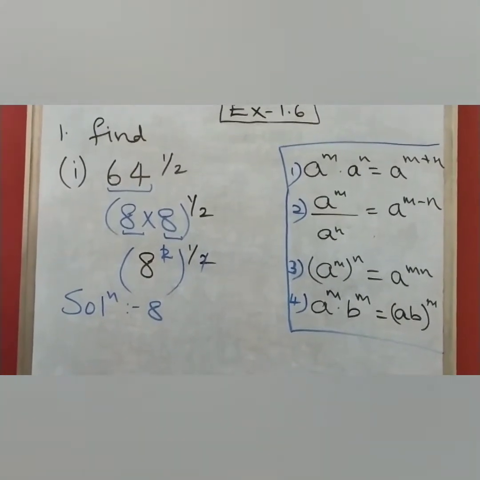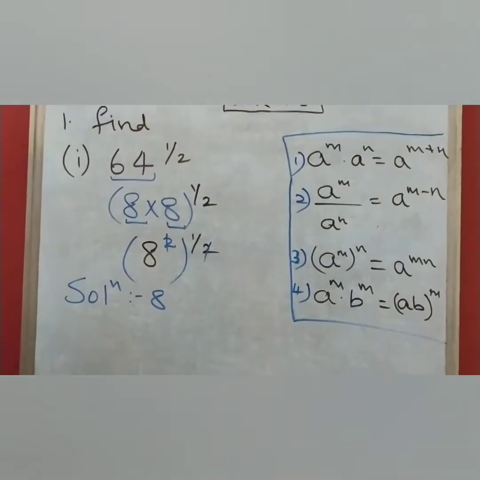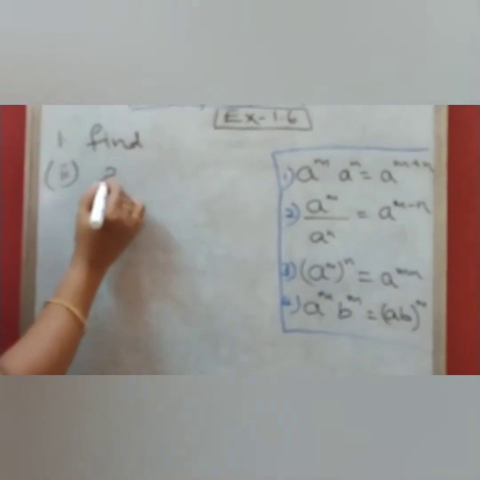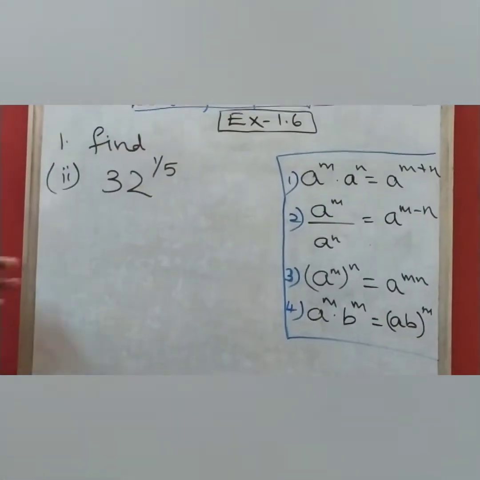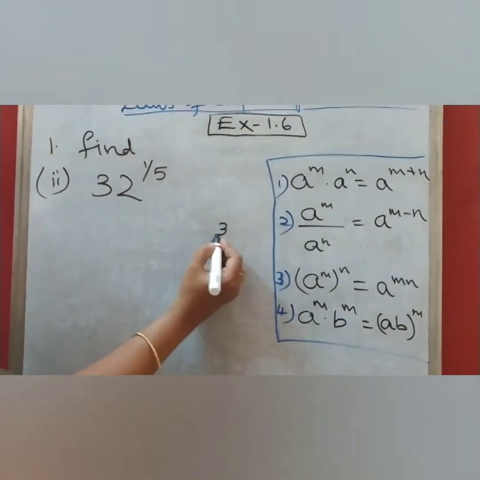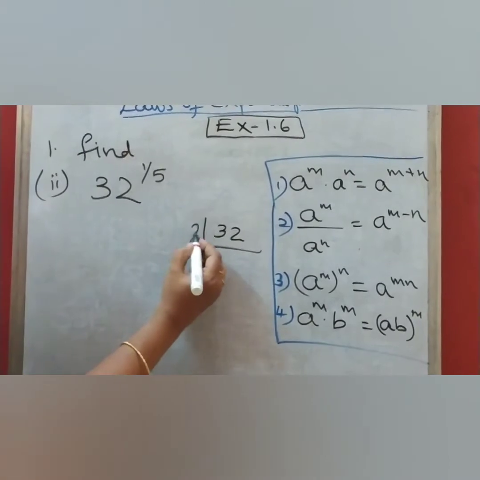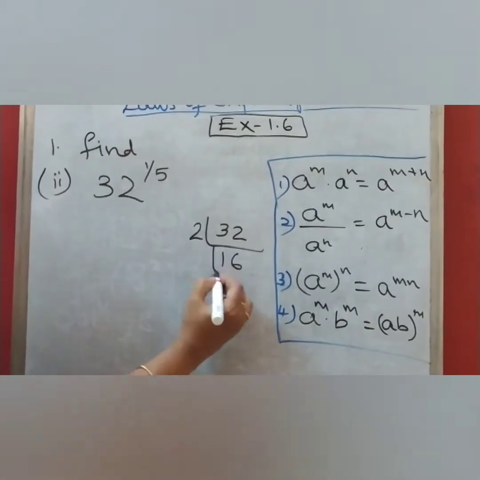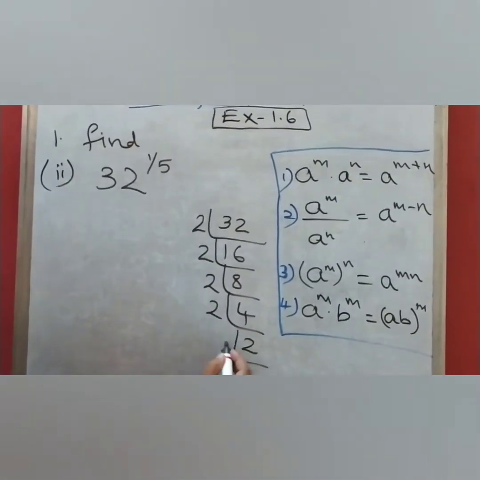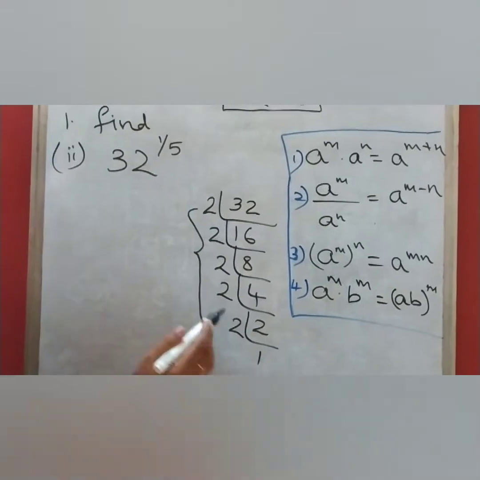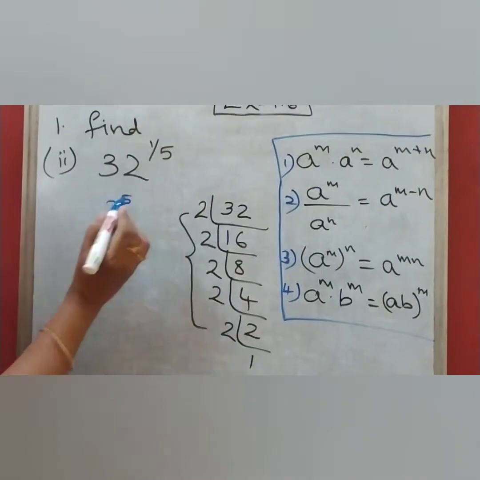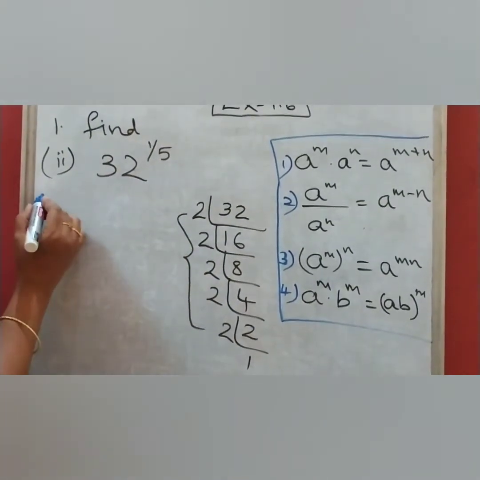Let's move on. 32 to the power of 1 by 5. Second says 32 to the power of 1 by 5. Now, 32. How do I know what is 32? You have a working column, so try doing this. 32, when you do LCM, 2 1s are 2, 2 6s are 12, 2 8s are 16, 2 4s are 8, 2 2s are 4 and 2 1s are 2. So how many 2s, children? 5.